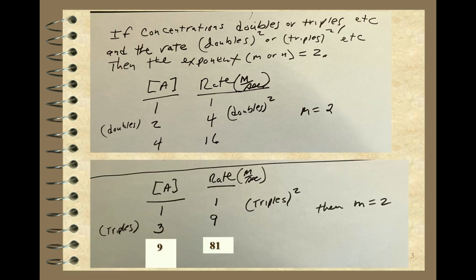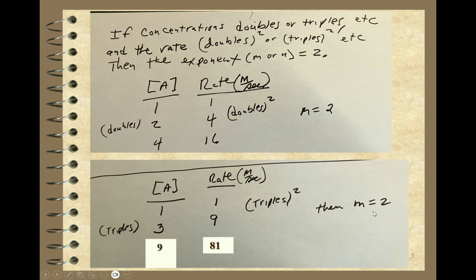Here's another example. Let's say concentration of A is 1, 3, and 9. Notice that the factor here is 3. Each is multiplied by 3. And if the rate changes by a factor of 3 squared, 3 squared is 9. 9 times 1 is 9. 9 times 9 is 81. If you notice that, then m is equal to 2.